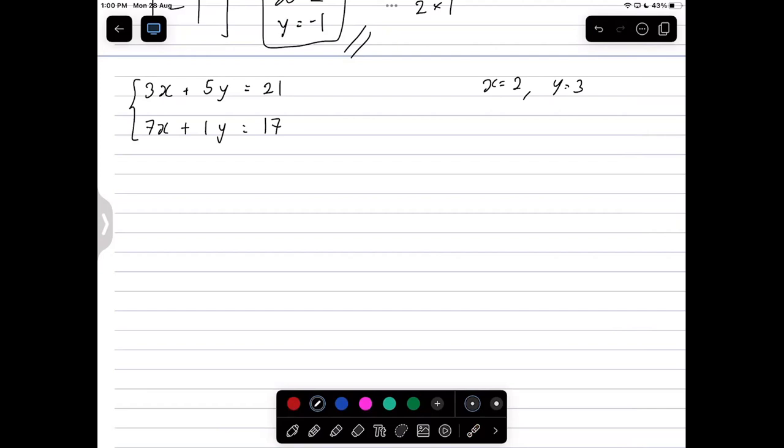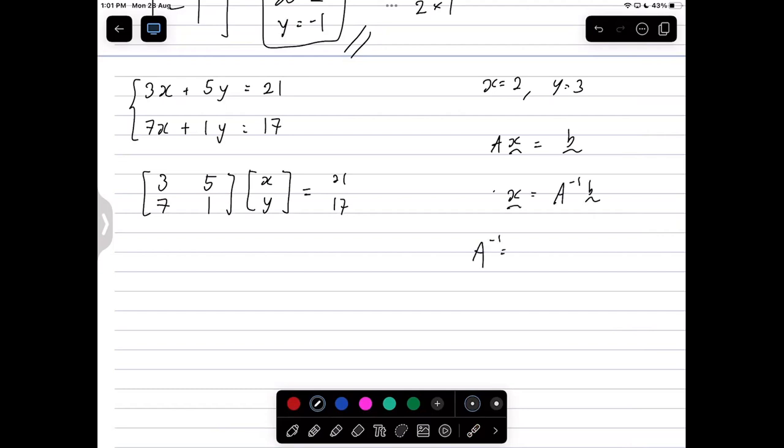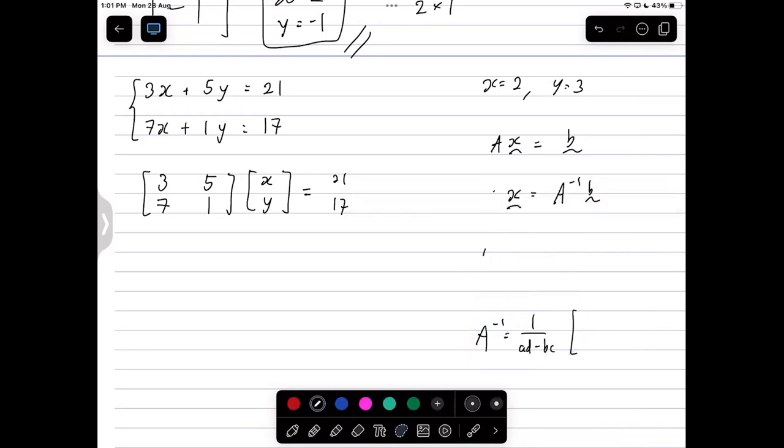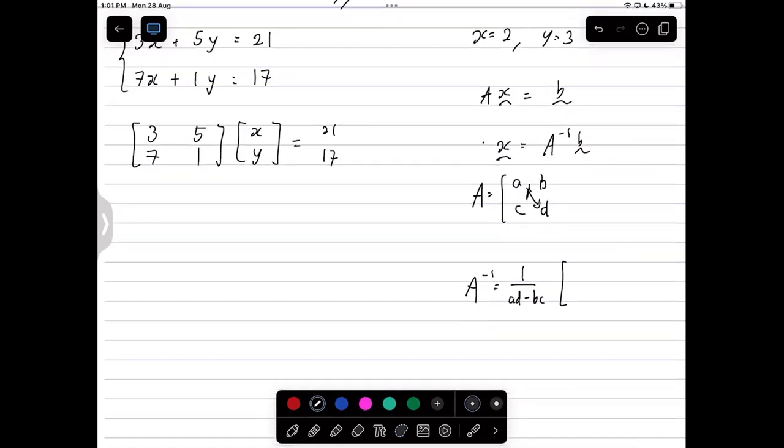We're gonna follow the same method. So we write it as a coefficient matrix. How do you write it? 3, 5, 7, 1, square bracket, multiply by x, y equals 21, 17. So reminder of the formula, it's Ax equals B format. Solving for x, you get A inverse B. But your A inverse is defined to be 1 over the determinant of A, which is ad minus bc, multiplied by, let me draw the A first. A equals a, b, c, d, then A inverse will be, you swap the a and d around, so d here, a there. The b and c, you multiply by -1.